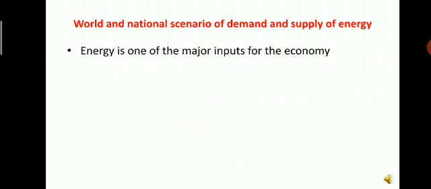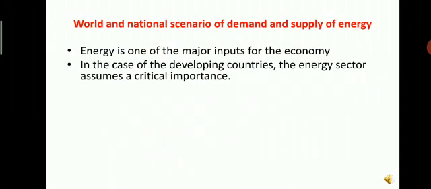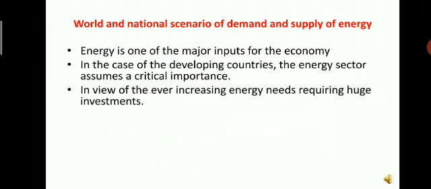Energy is one of the major inputs for the economy. Everywhere we need electrical energy, and without electrical energy we cannot run our appliances. In the case of developing countries, the energy sector assumes a critical importance. India is a developing country. Some countries are developed countries, some countries are developing countries. So India is in the category of developing countries. And in such a situation, the ever increasing energy needs require huge investment. Huge investment in production of electricity is required. We have to pay much more in production of electricity as compared to other sectors.